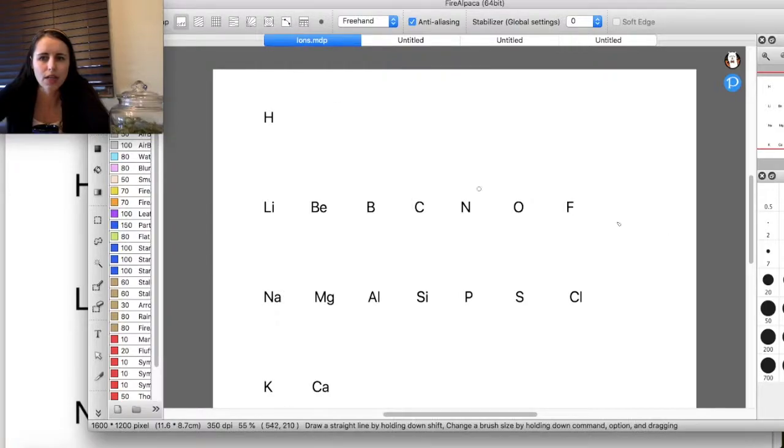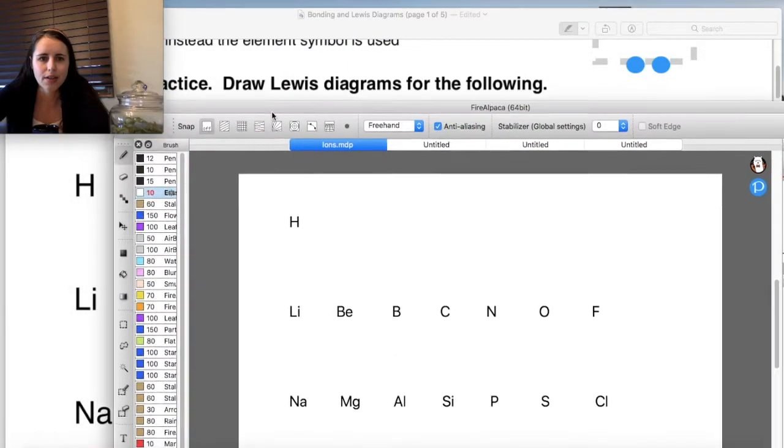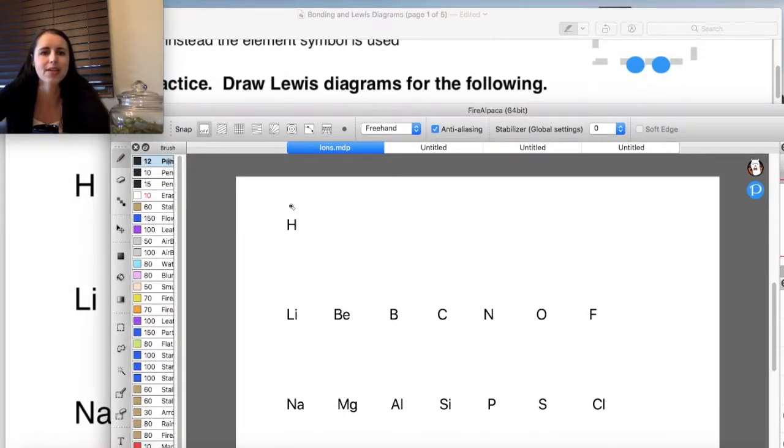No? Hello? Did I go too thick? I'm on the eraser still. Let's try this again. There we go.